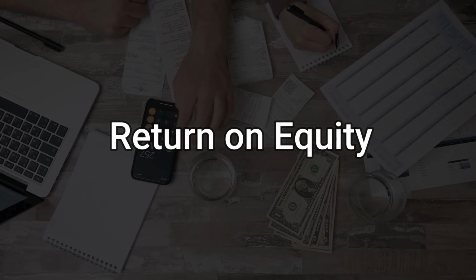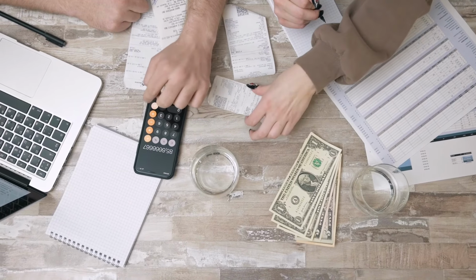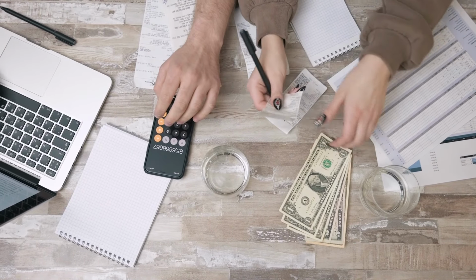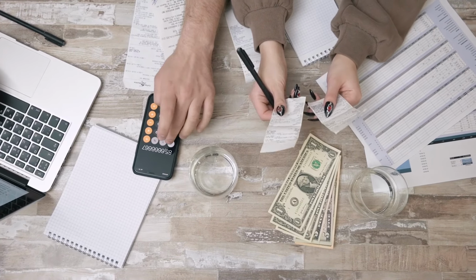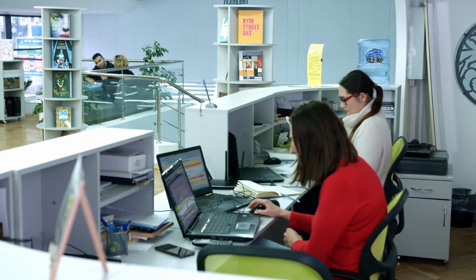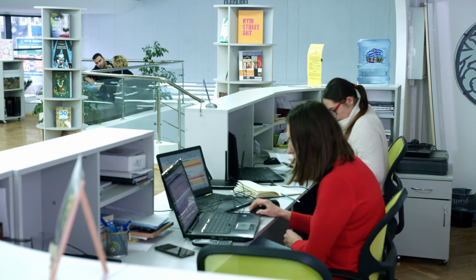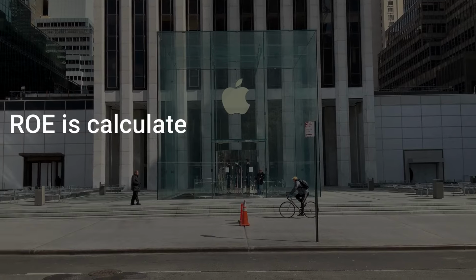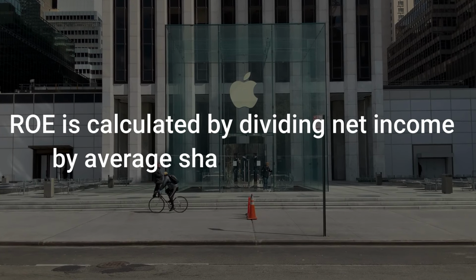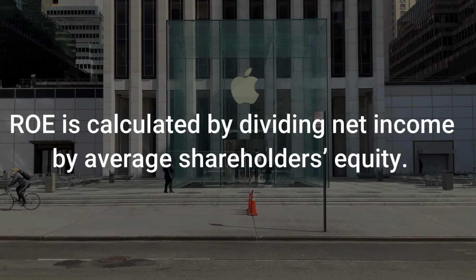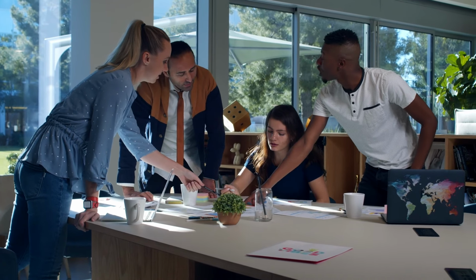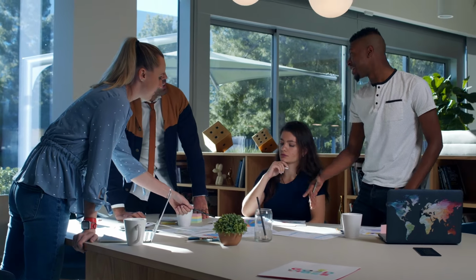Return on equity. Investors use return on equity to determine how well a company produces positive returns for its shareholders. Analyzing ROE can help you find companies that are profit generators. ROE is calculated by dividing net income by average shareholders' equity. A continual increase in ROE is a good sign to investors.